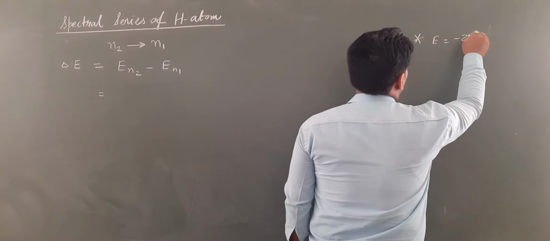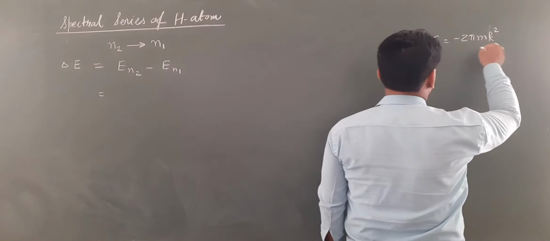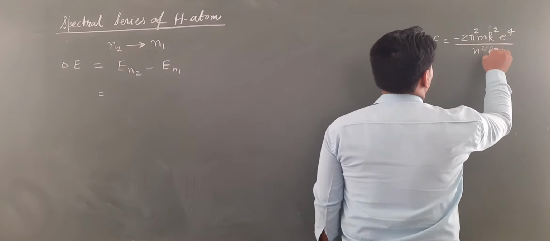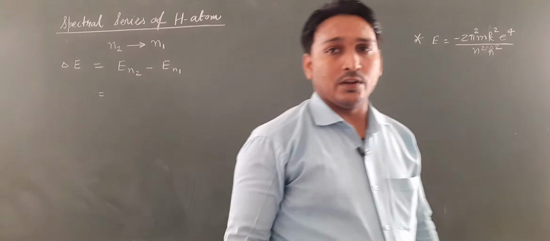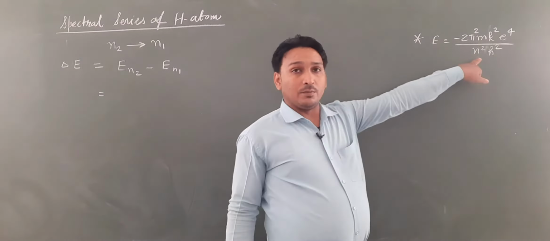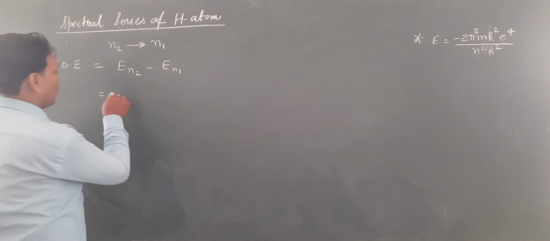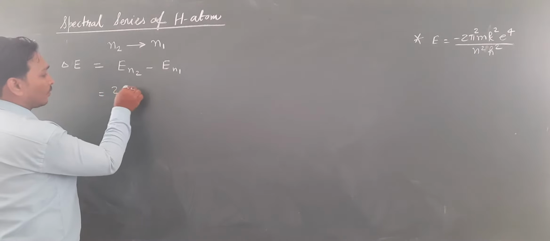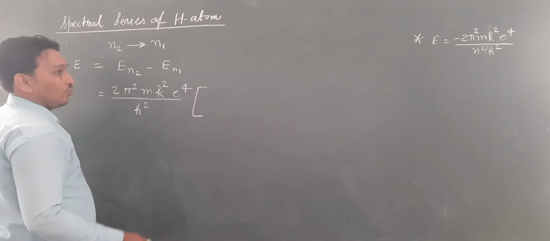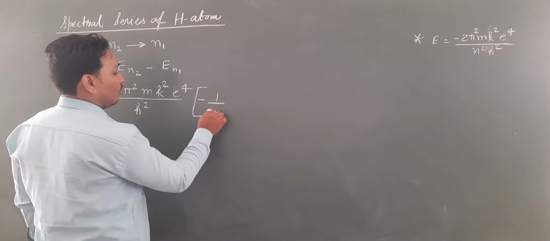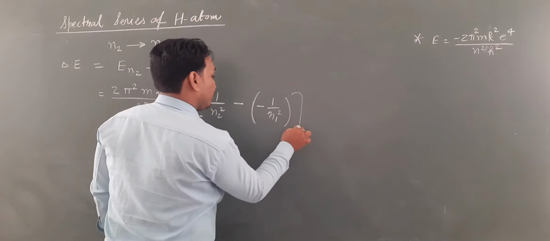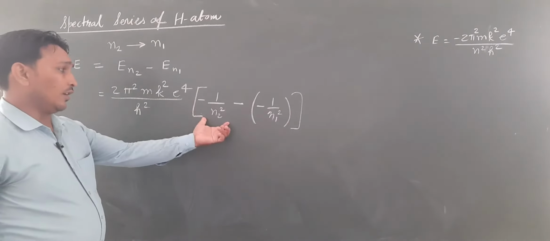Now the value of E for hydrogen atom, where Z is 1, is minus 2 pi square m k square e to the power 4 upon n square h square. This is the value of energy. From that equation, only the value of n will be different, all the other values are the same, so if I take 2 pi square m k square e to the power 4 upon h square as common, I am going to have minus 1 upon n2 square, and because of the minus, minus 1 upon n1 square. When we put n2 we get this, when we put n1 we get this.